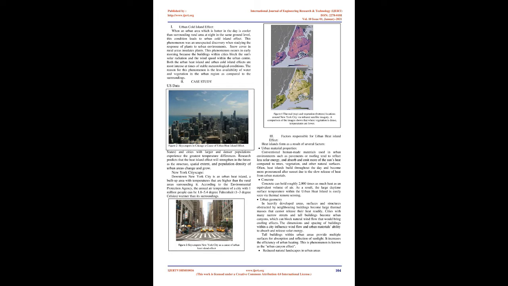New York Cityscape. Downtown New York City is an urban heat island, a built-up area with temperatures that are higher than the rural areas surrounding it. According to the Environmental Protection Agency, the annual air temperature of a city with 1 million people can be 1.8 to 5.4 degrees Fahrenheit, 1 to 3 degrees Celsius, warmer than its surroundings.